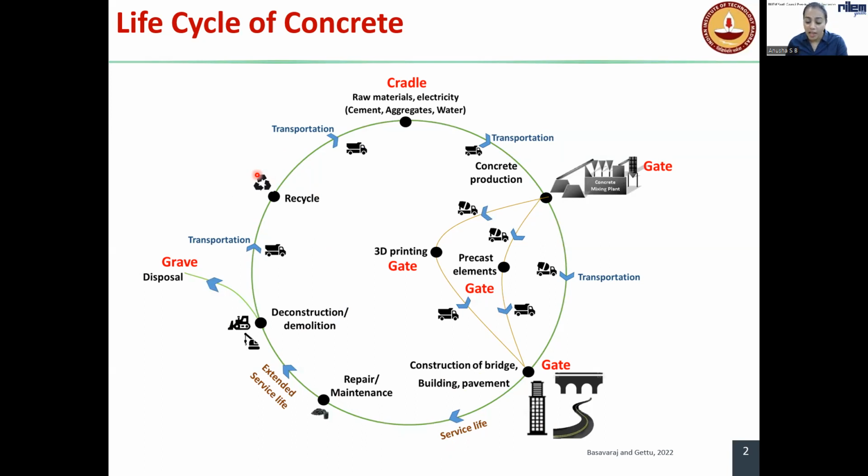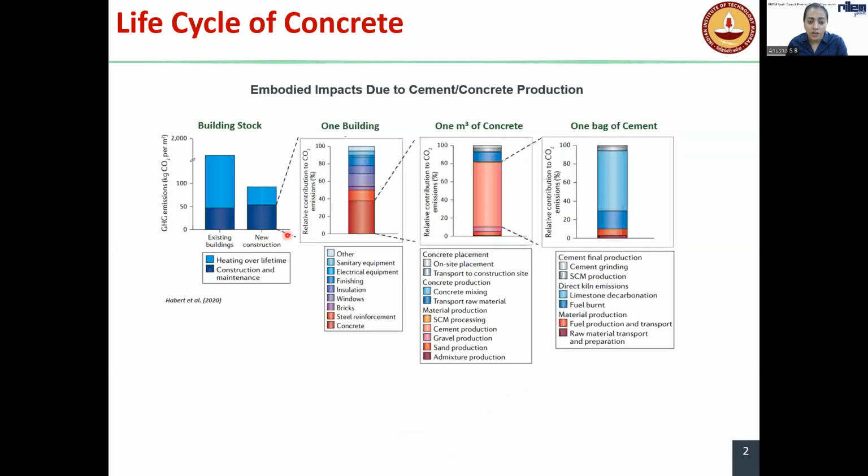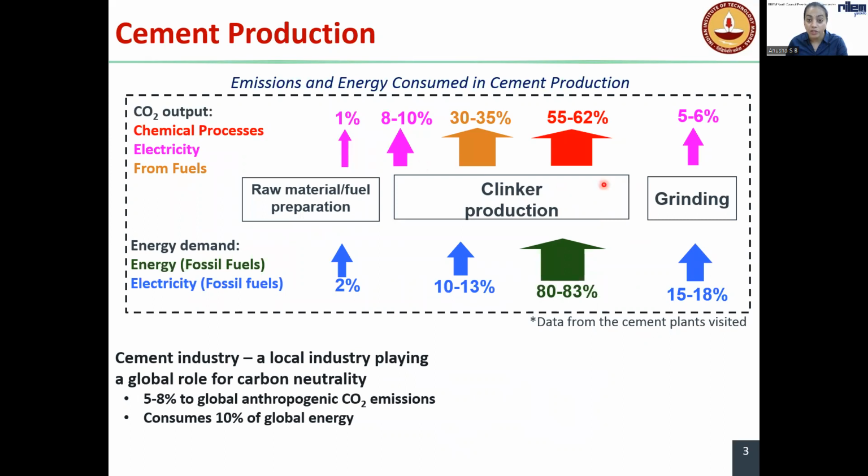If you look into the embodied impacts of concrete or of a structure, the majority of the impact comes from the construction and maintenance phase. In one building, around 30 to 40% of the impacts is because of the concrete production. In 1 meter cube of concrete, around 60 to 80% of the impacts are due to the cement production. If you look into cement production itself, the majority of the impacts is in terms of CO2 emissions and energy consumed.